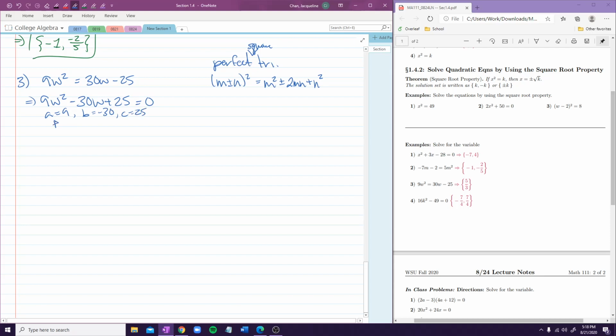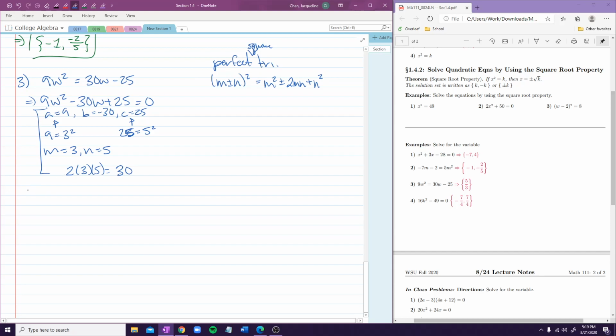If you look at a and c, you notice that they are both perfect squares. 9 can be rewritten as 3 squared, and c can be rewritten as 5 squared. Okay, 25 is equal to 5 squared. So if I let my m equal 3 and my n equal 5, let's check it. If I do 2 times 3 times 5, what do I get? I get 30.